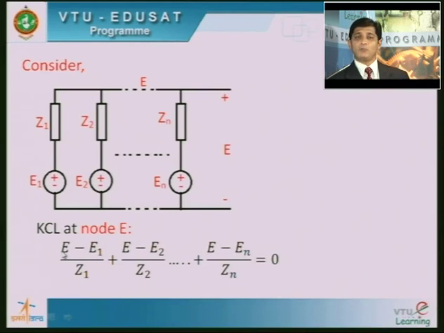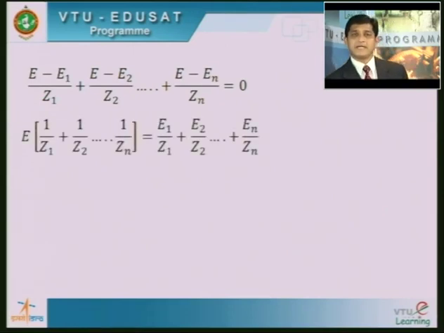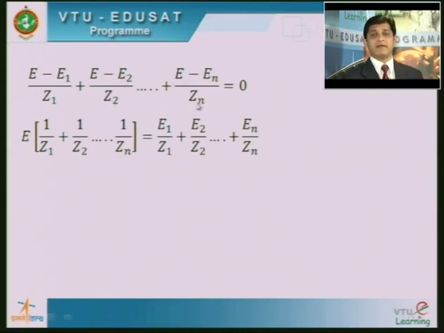That means we are trying to obtain the equation for E in terms of the other impedances and the EMFs. Fine. So, how to do that? Consider this. In this equation, we have terms E by Z1, E by Z2 up to E by Zn. If you take E common, you will be left with 1 by Z1 plus 1 by Z2 up to 1 by Zn. So, group them together taking E as a constant. And what is remaining there? Minus E1 by Z1, minus E2 by Z2 and minus En by Zn are remaining. Take them onto the right hand side.